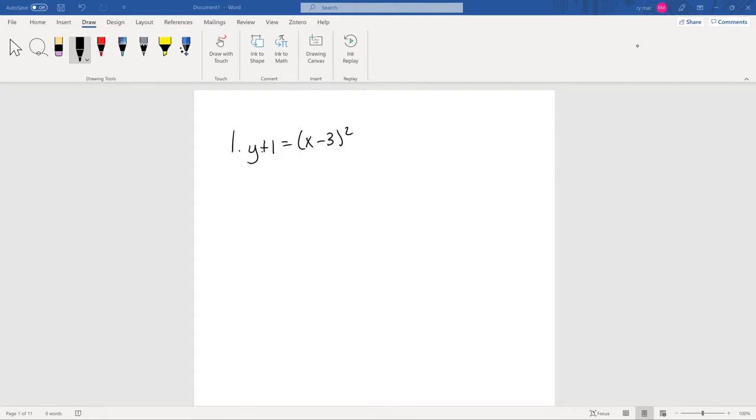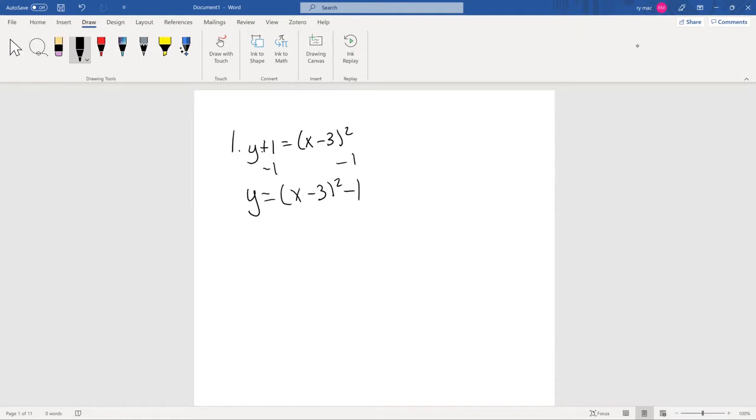All right, so let's just hop right into number 1. It says use the vertex and intercepts to sketch the graph of the quadratic function y plus 1 is equal to x minus 3 squared. All right, so the first thing that we're going to do right here is we're going to get y alone. You can't really graph anything when y is not on its own. So I'm just going to minus 1 from both sides. So we get y is equal to x minus 3 squared minus 1.